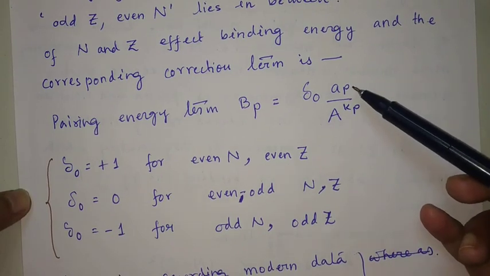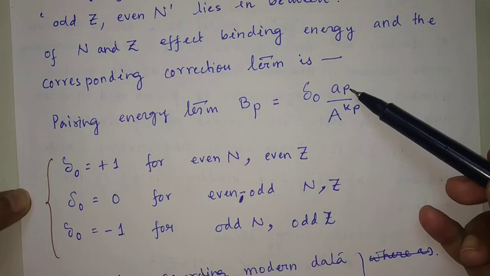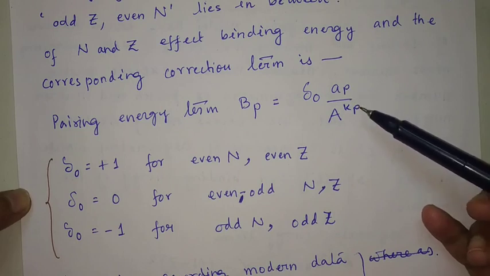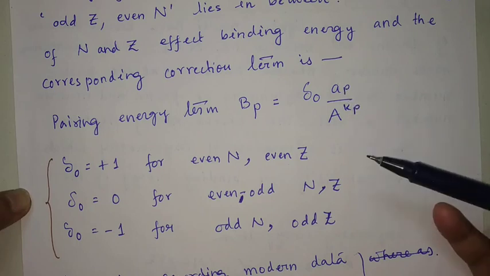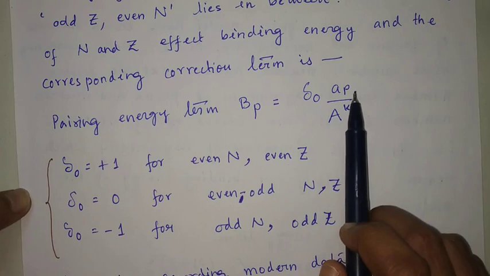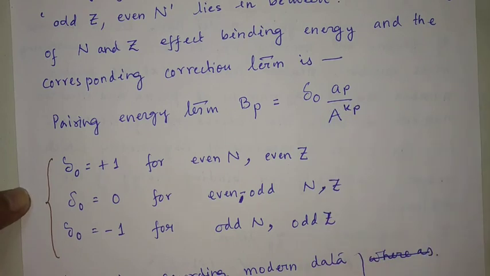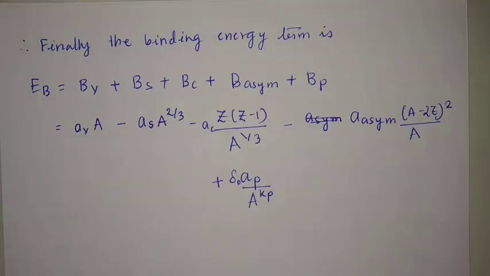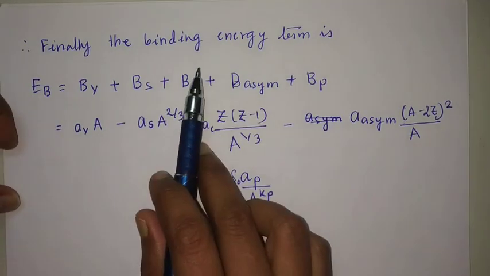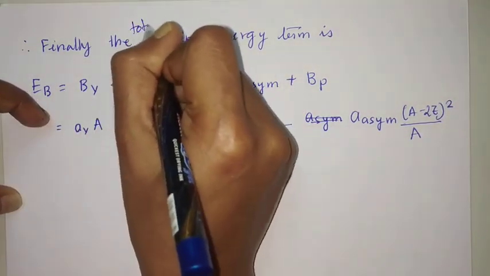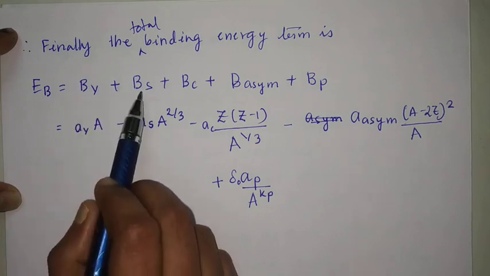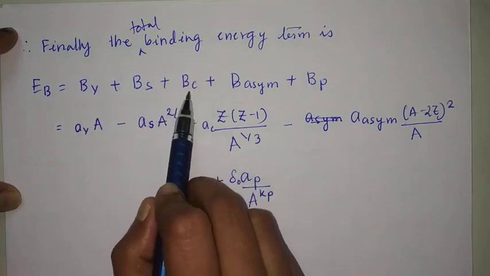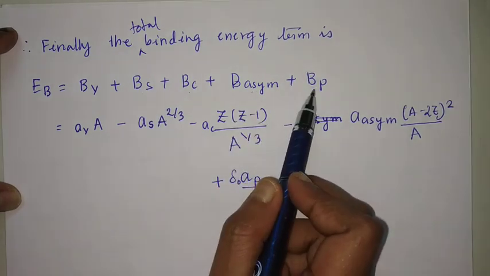If you are using modern data, you have to use AP as 12 and KP as half, and if you are using old data, you have to use AP as 34 and KP as 3 by 4. So finally we have the total binding energy term. The total binding energy EB is the volume energy term plus surface energy term plus Coulomb energy term plus asymmetry energy term, then finally the pairing energy term.